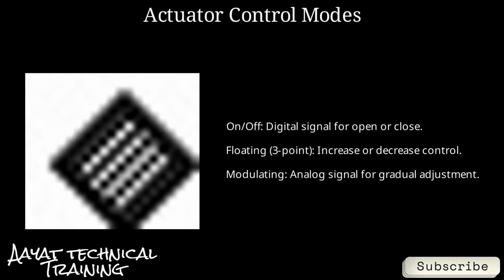Actuators can operate in different control modes: on/off, digital signal, floating, 3-point for increase and decrease, and modulating, analog 0-10V or 4-20mA for gradual adjustment. The choice depends on the application requirements.